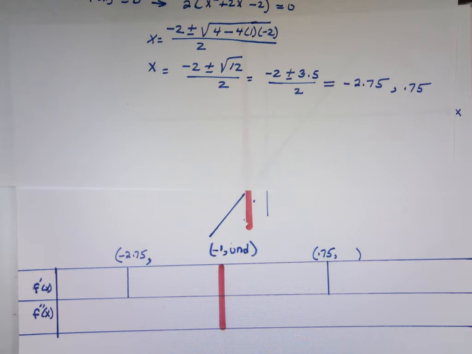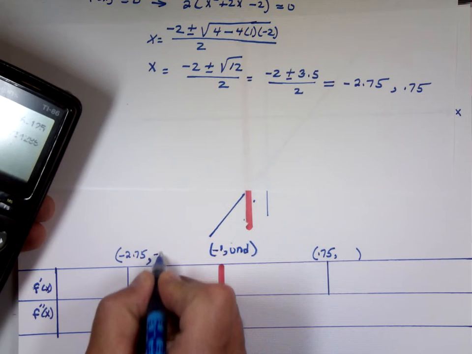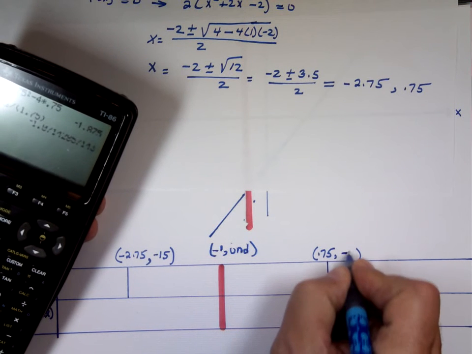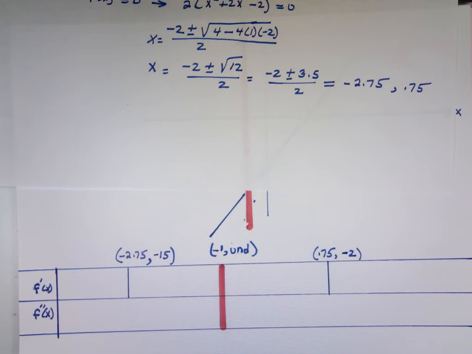Roughly negative 15. When it's 0.75, 2 times 0.75 squared minus 4 times 0.75 divided by 1.75. Roughly negative 2. Ugly numbers, but I can live with them.